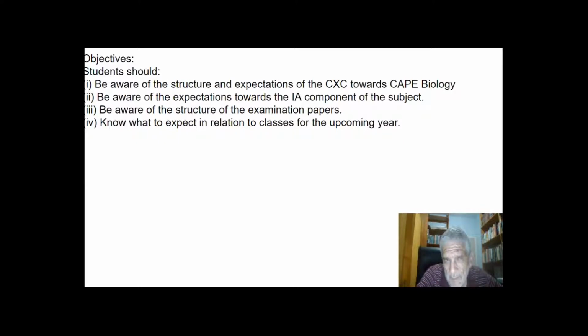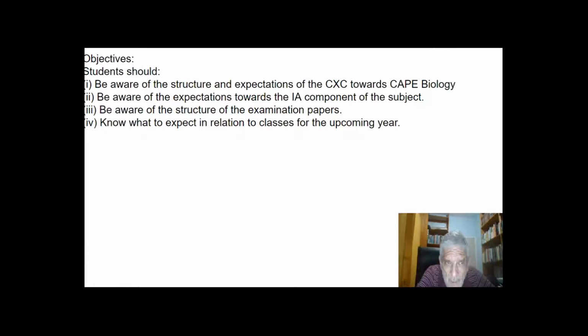Be aware of the expectations towards the IA component of the subject. Be aware of the structure of the examination papers and know what to expect in relation to classes for the upcoming year. I think that because we're in 6A and we've done Unit 1 biology already, we're fairly aware of the structure of the syllabus and the structure of the exam papers.